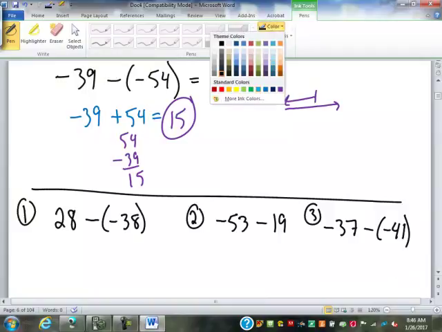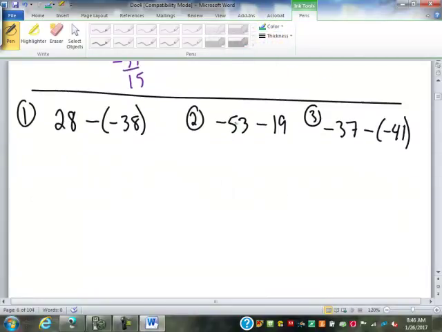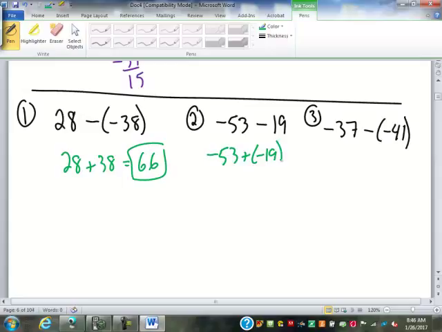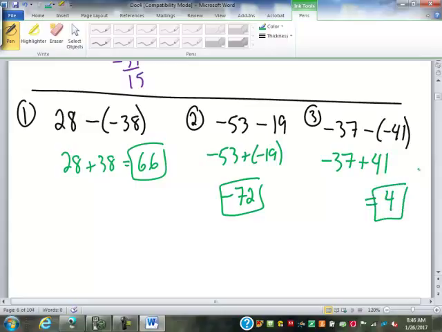Okay, so the first one here becomes just 28 plus 38, which is 66. This one becomes negative 53 plus a negative 19, which is a negative 72. So here's a negative 37 plus a positive 41, which is positive 4. Anybody get all three of those right? Okay. Anybody have any questions on them?